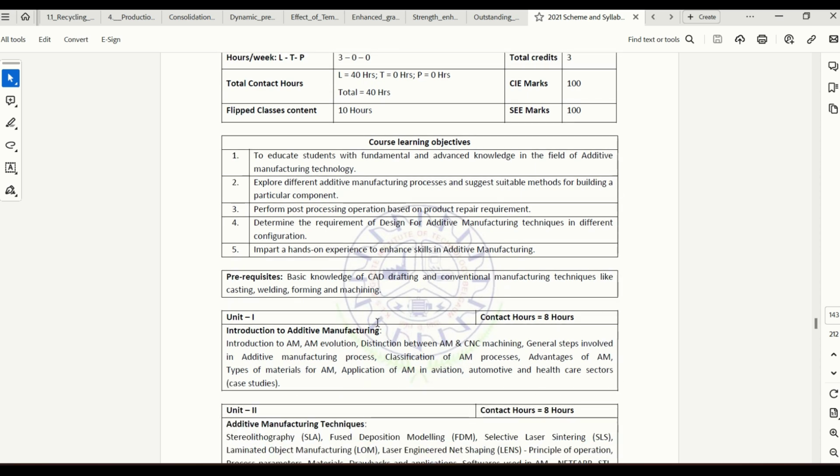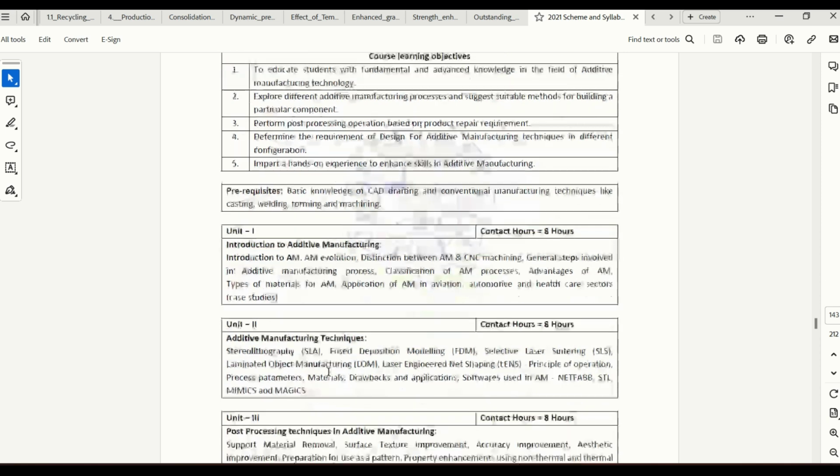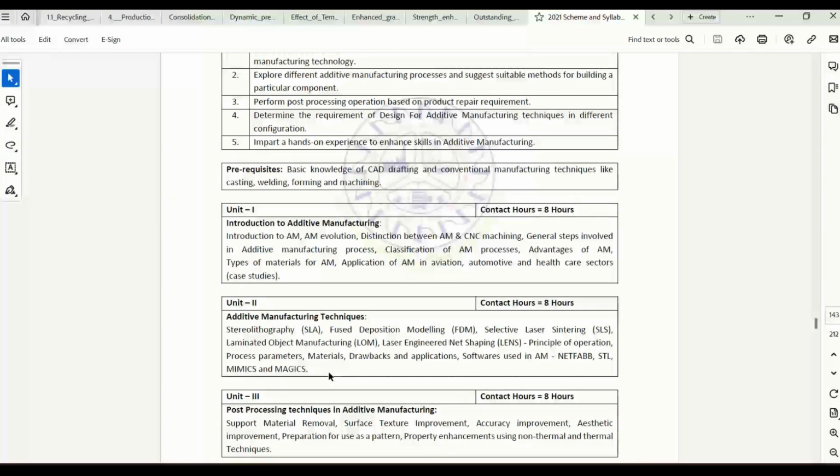Unit number one is basically about understanding what additive manufacturing is, the history of additive manufacturing, and a comparison of additive manufacturing with conventional manufacturing techniques. Finally, we'll end the first unit with the applications of additive manufacturing in automotive, healthcare, and aviation industries as case studies. Coming to unit number two, we'll be discussing the different additive manufacturing techniques which are currently very famous in the market.